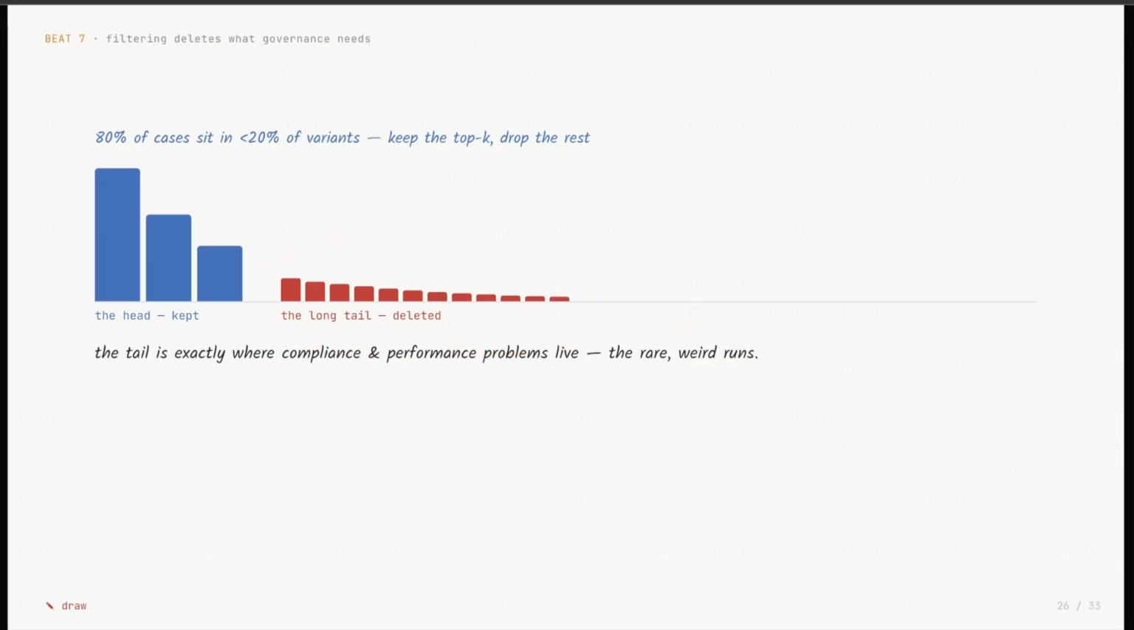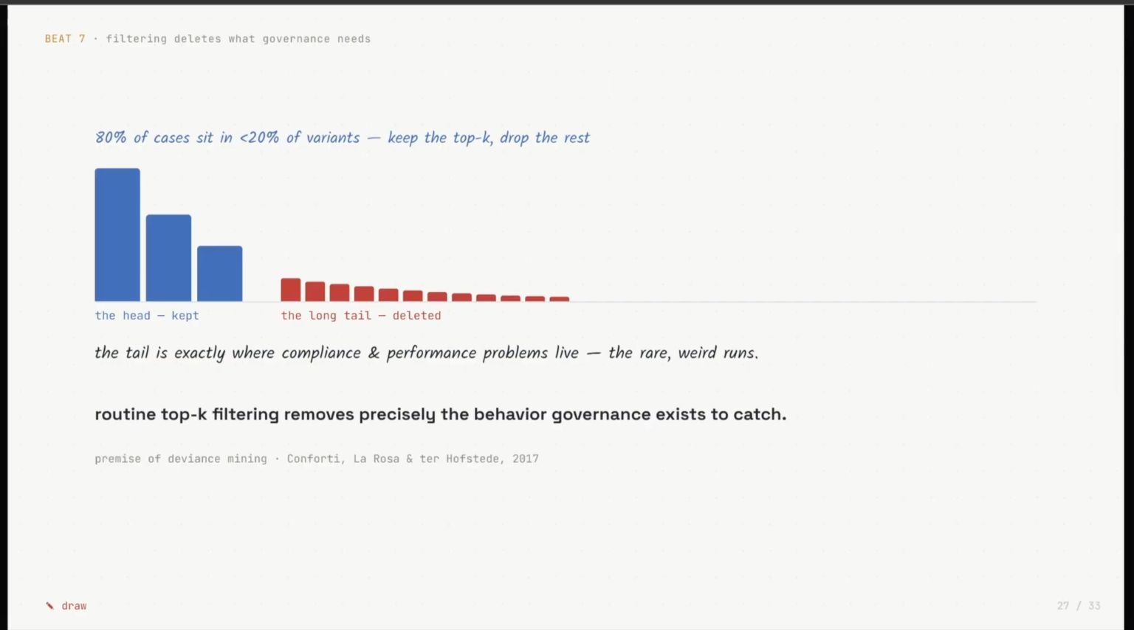Professor Van der Aalst actually flags this directly, and he says that it's the non-mainstream runs that create these problems. There is also a paper from 2017 that discusses the premise of deviance mining. So this is also a paper to check out.